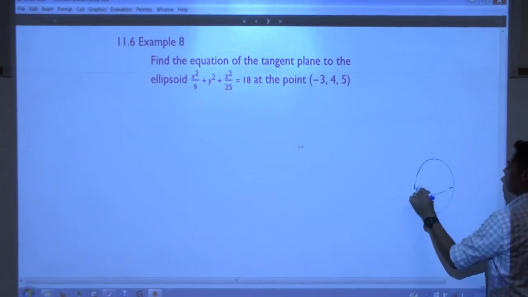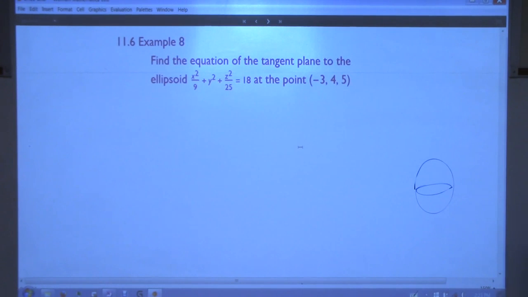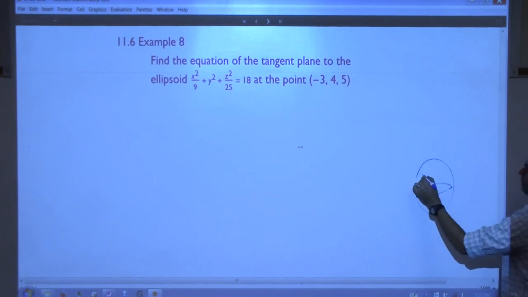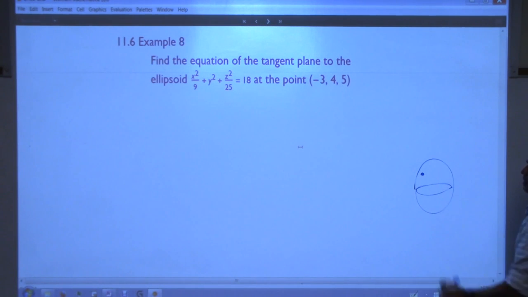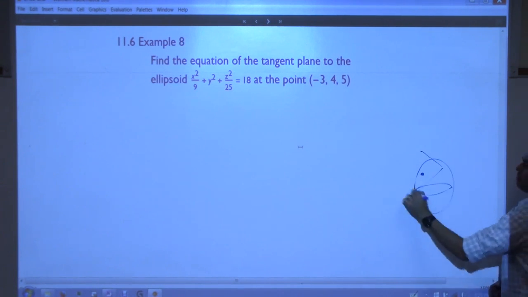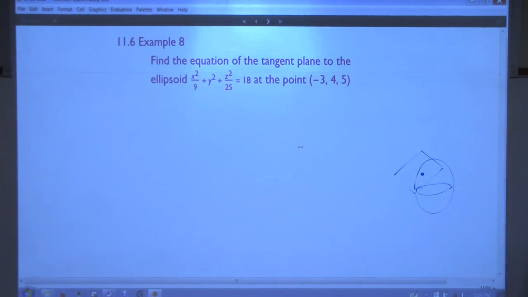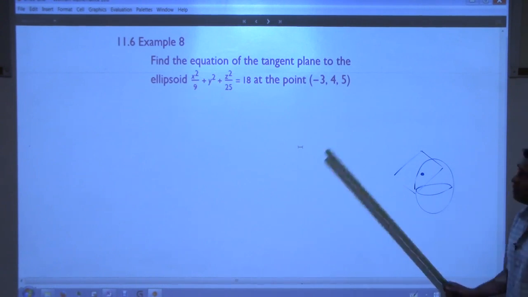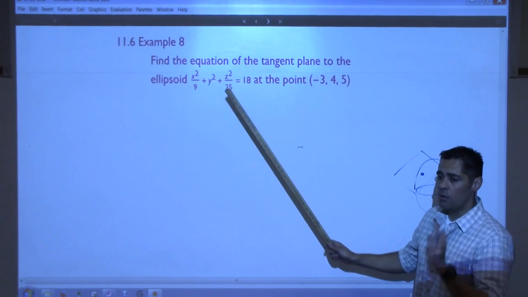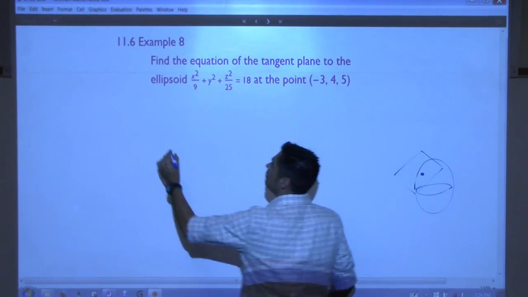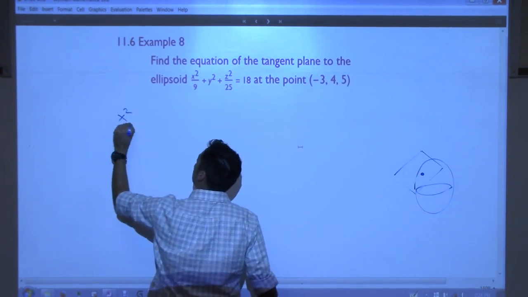So you've got this ellipsoid. Looks like an egg, right? And we're going to some point on it, wherever, -3, 4, 5, wherever that is. And we're trying to find the equation of the plane that is tangent to that ellipsoid. That's what we're doing. Got it? So what we're going to do is first take the equation, move everything to one side, which it almost already is.